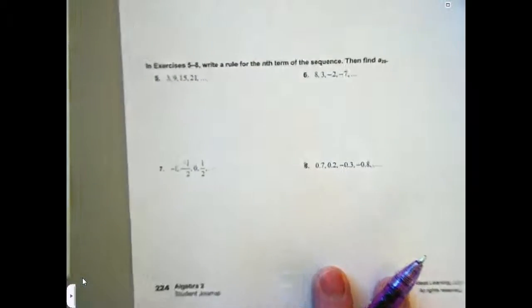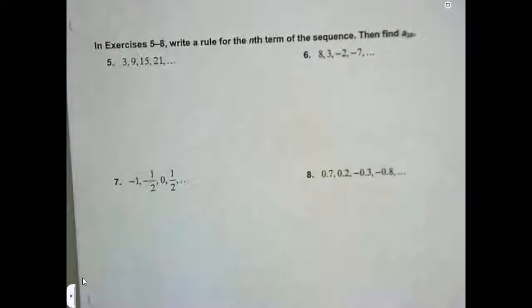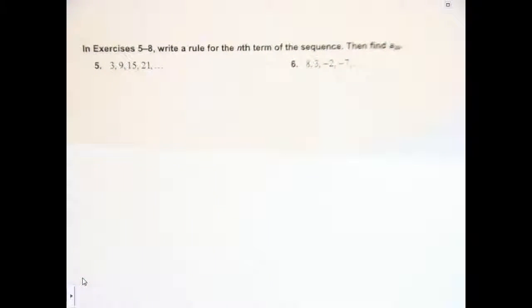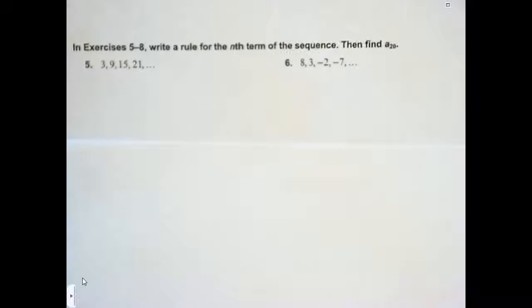So using your rule, I want you to complete numbers 5 and 6, and make sure we're getting it correct. Then find a sub 20. It's kind of hard to read, but it says a sub 20.